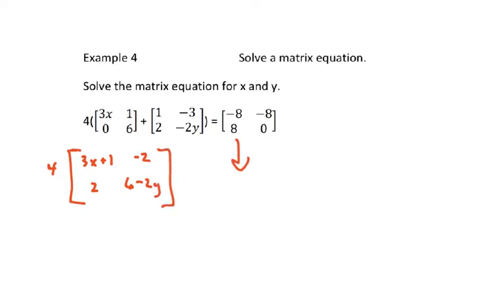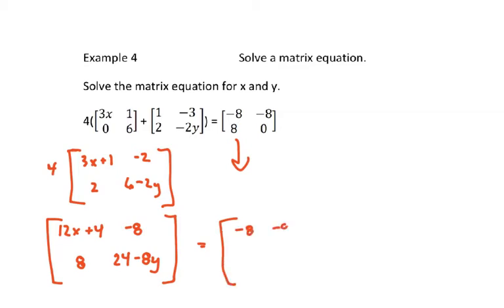And this matrix just carries down. We don't need it yet. We're going to multiply everything inside by 4. So I've got 4 times 3x plus 1 is 12x plus 4. Okay. 4 times -2 is -8. 4 times 2 is 8. And 4 times 6 minus 2y is 24 minus 8y. That is equal to -8, -8, 8, and 0. And you can see a couple of things line up.